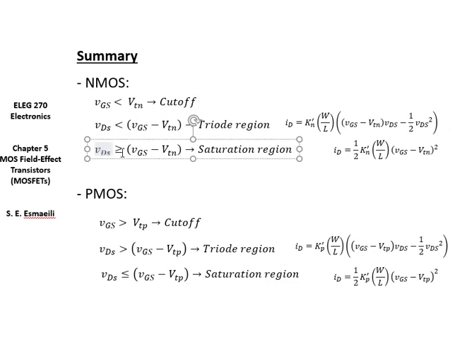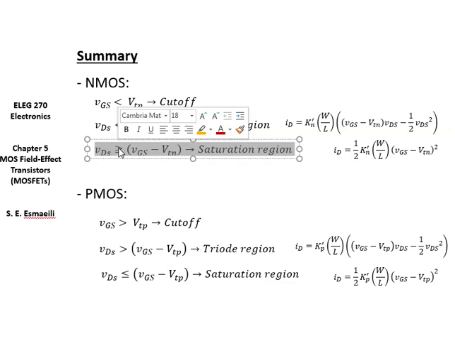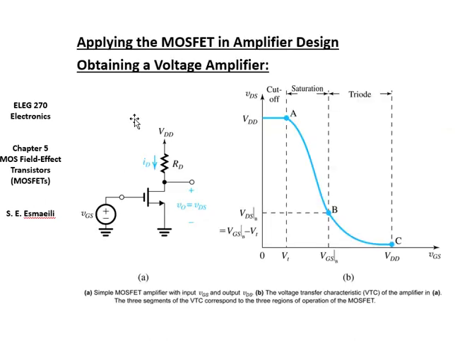If VDS was greater than VGS minus VTN, then we're in the saturation. And this is the mode in which we can use the MOSFET as an amplifier. Here in this picture, you can almost tell that this is the only region where VDS is changing significantly with the change of VGS. That's why you can have an amplification.